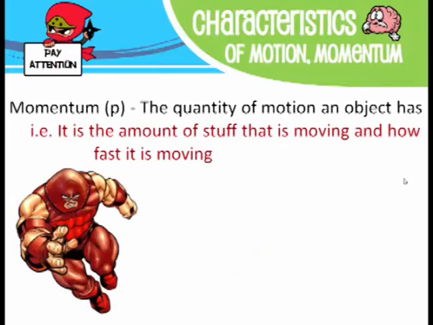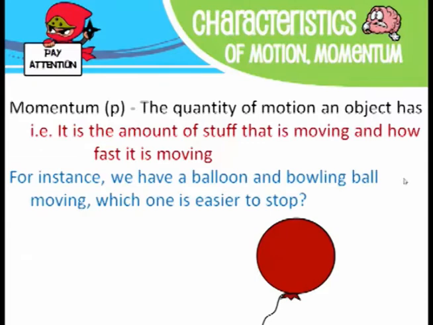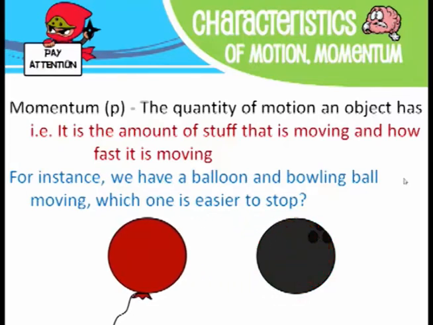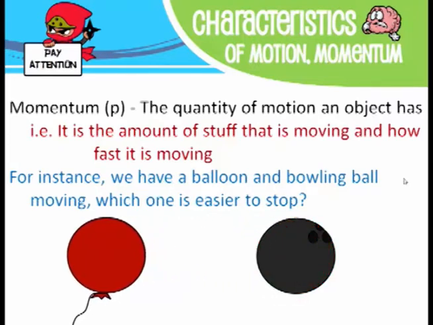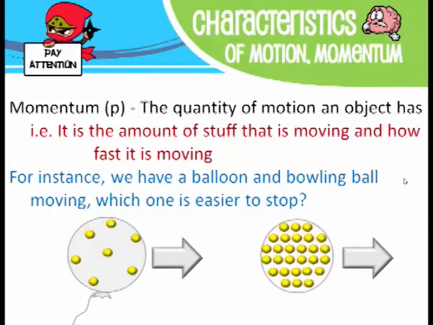Alright, momentum, an easier way of saying it, is the amount of stuff that is moving and how fast it is moving. So for instance, if we have a balloon and a bowling ball moving, which one is easier to stop? Here I have my balloon, same size as this bowling ball. Both are moving towards you. Which one is easier to stop and why? If you look at this, the balloon really has a few air particles inside of it where the bowling ball is stacked. Just like if you're on a skateboard going 10 miles per hour, you and the skateboard are both going 10 miles per hour. If you have a hat on, your hat is also going 10 miles per hour. Everything is attached, therefore it's going the same speed.